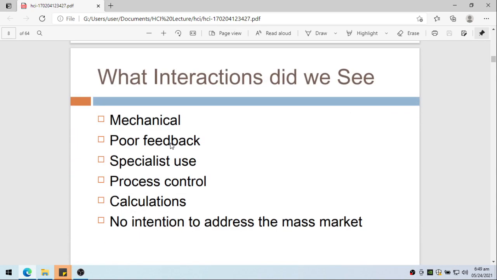And what have we observed? So what interactions did we see? We can see that the interaction between the human and the computer is quite mechanical. So there are a lot of switches. And maybe we can say that there's poor feedback because we have big machines, but there are only few monitors to give us some sort of feedback or output. And we can say that this is not for everybody.